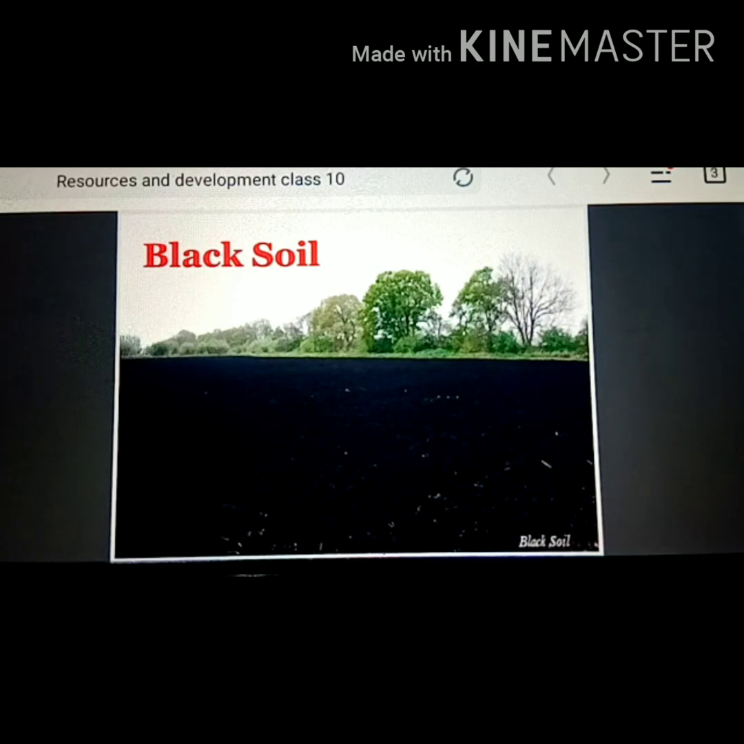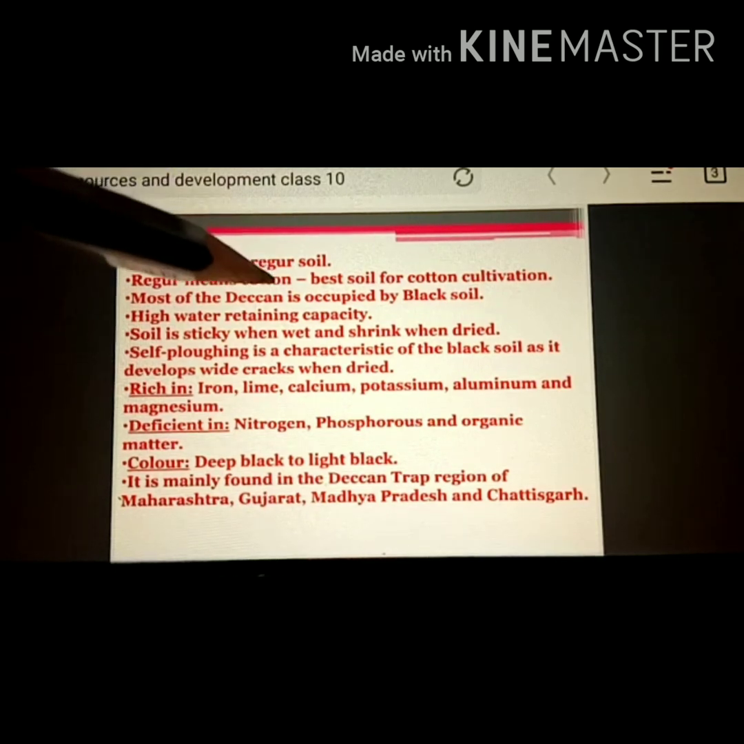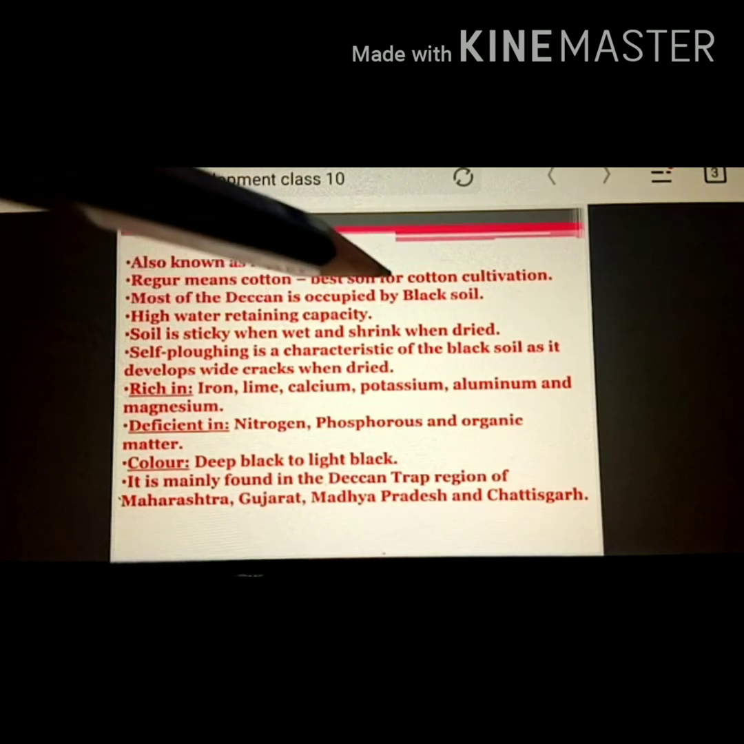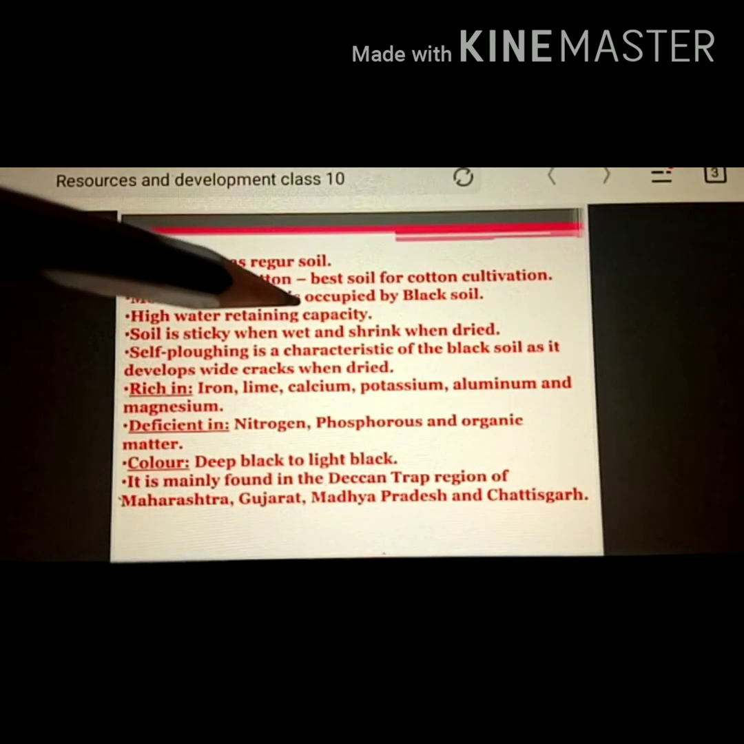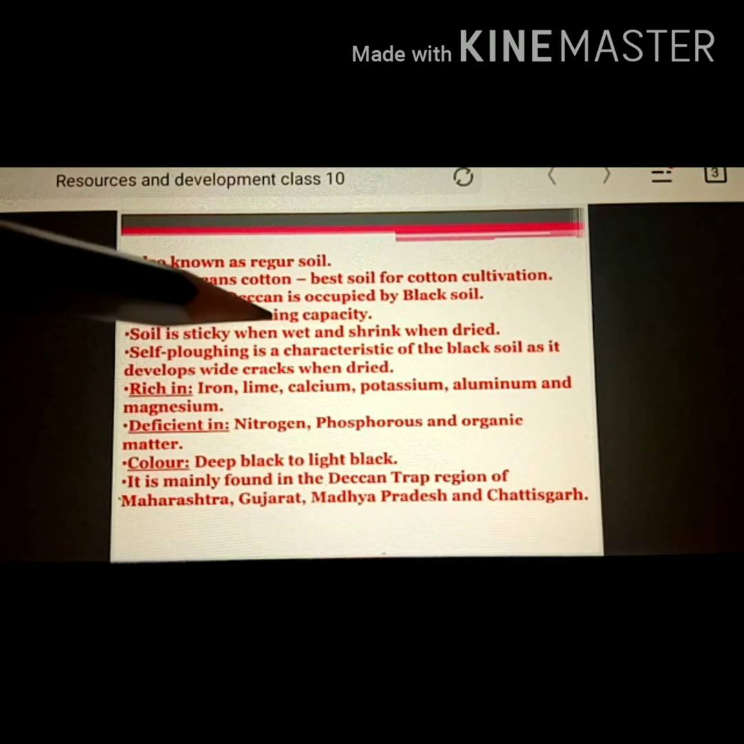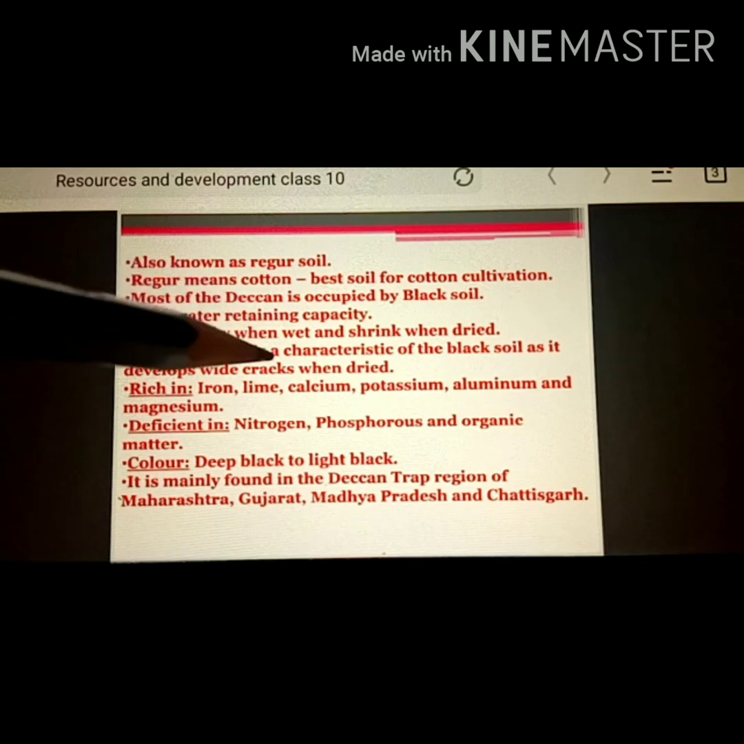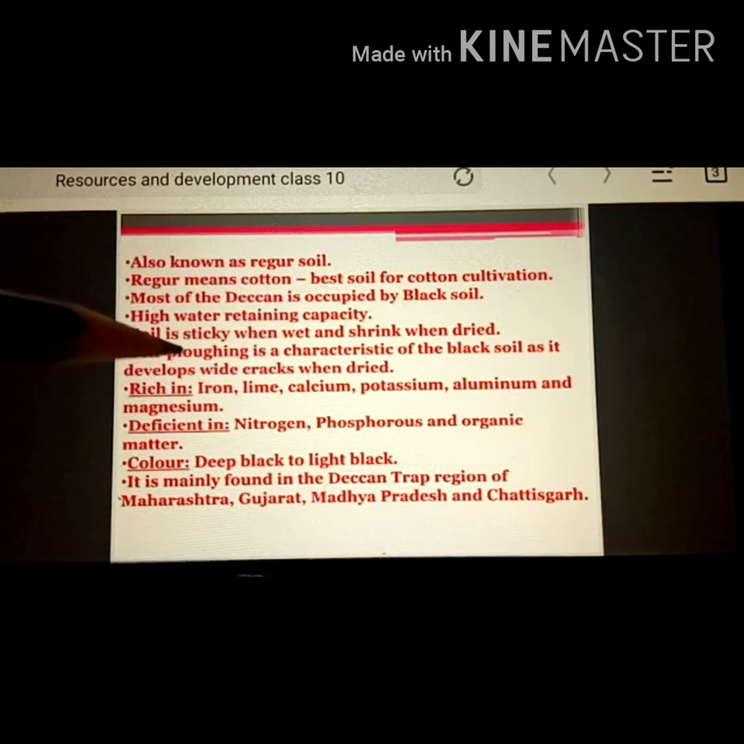Next type of soil is black soil, which is black in color, which is good for cotton cultivation. What are the characteristics? It is known as Regur soil. Regur means best soil for cotton cultivation. Most of the Deccan is occupied by black soil. Deccan Plateau region, high water retaining capacity. This is the main characteristic of black soil, that it has high water retaining capacity.